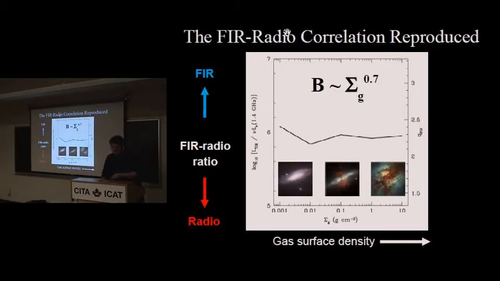So instead of this constant line, you have this broken correlation. Where it works is, in fact, if the magnetic field strength goes as the surface density to the 0.7 power. And as you can see in our models, we get this constant ratio. So we do find a solution, even with all these extra processes.